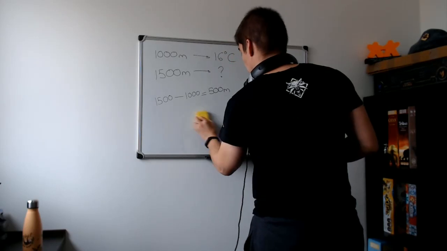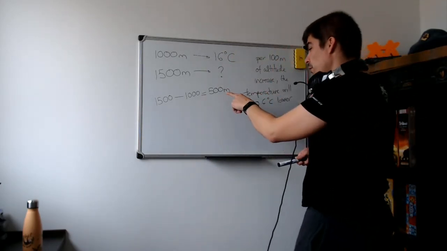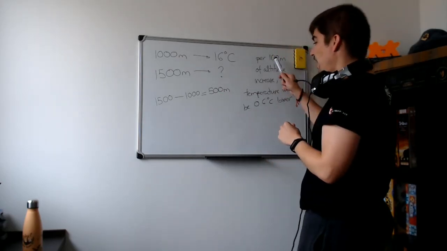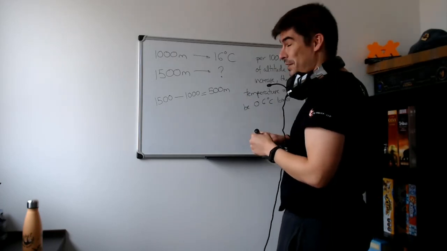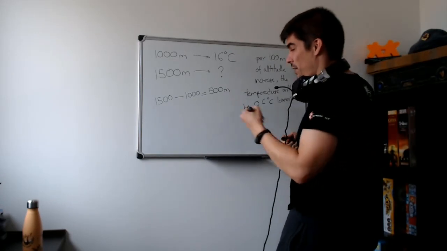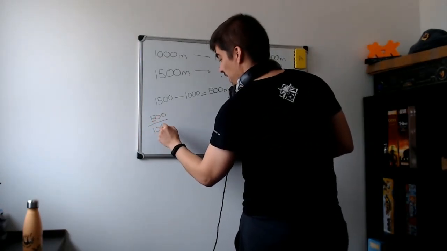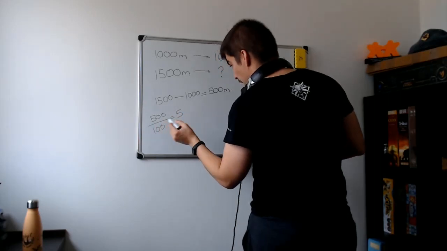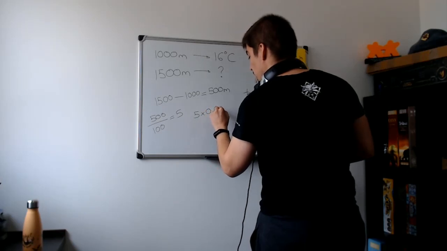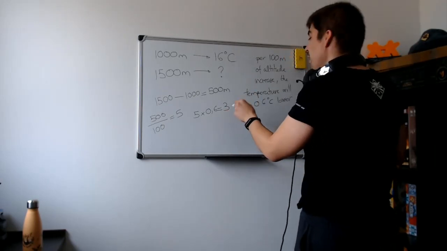Forget all of this. Erase it from your mind. So, 500 meters. How many times 100 is contained in 500? 500 divided by 100, it is 5. And now 5 multiplied by 0.6, it equals 3. So, oh my god, my math.